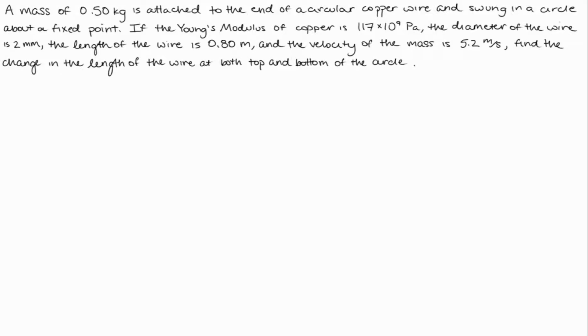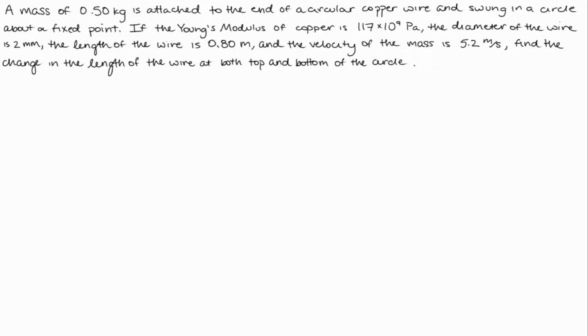A mass of 0.50 kilograms is attached to the end of a circular copper wire and swung in a circle about a fixed point. If the Young's modulus of copper is 117 times 10 to the 9th pascals, the diameter of the wire is 2 millimeters, the length of the wire is 0.80 meters, and the velocity of the mass is 5.2 meters per second, find the change in the length of the wire at both the top and the bottom of the circle.